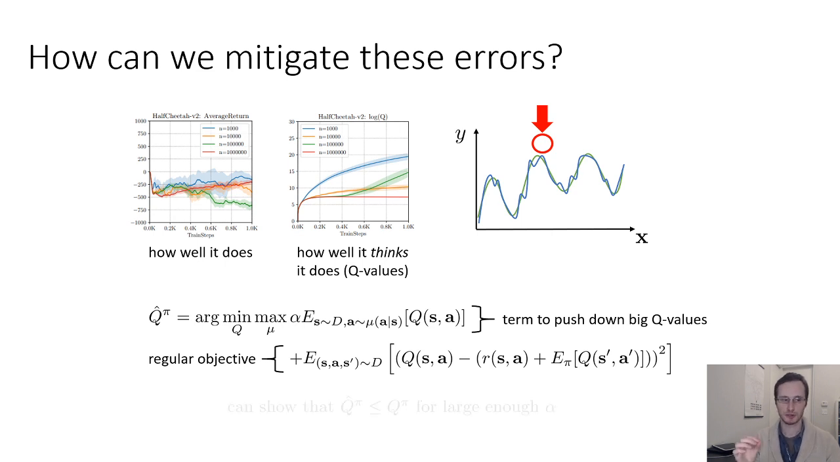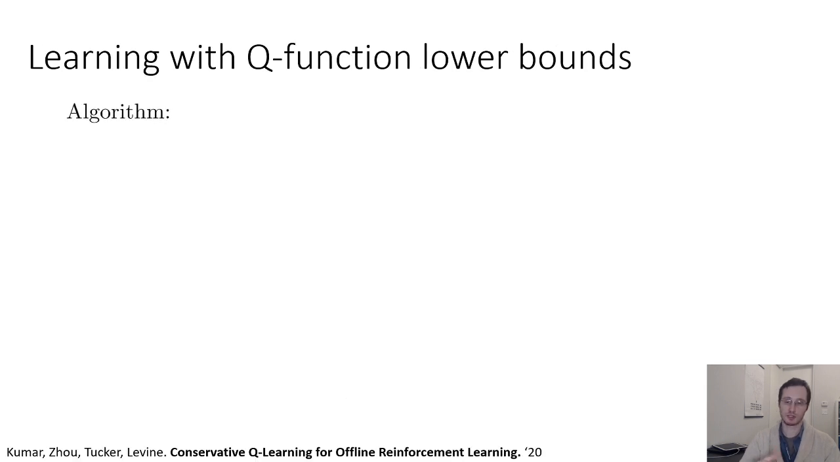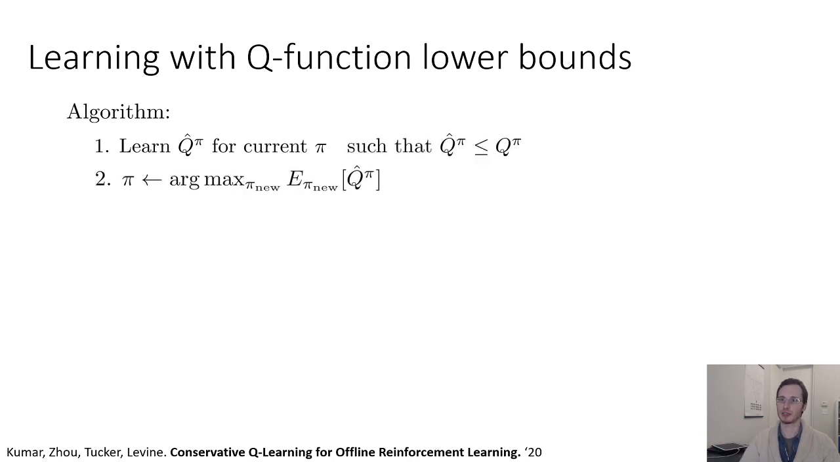In fact, we can show that this procedure produces a Q function that is always less than or equal to the true Q function for a large enough alpha. So this procedure results in a Q function that is provably a lower bound on the true Q value as long as the regularizer is chosen appropriately. This immediately suggests a mechanism for learning policies. Learn this lower bound Q function for a current policy and then find the policy that maximizes it.